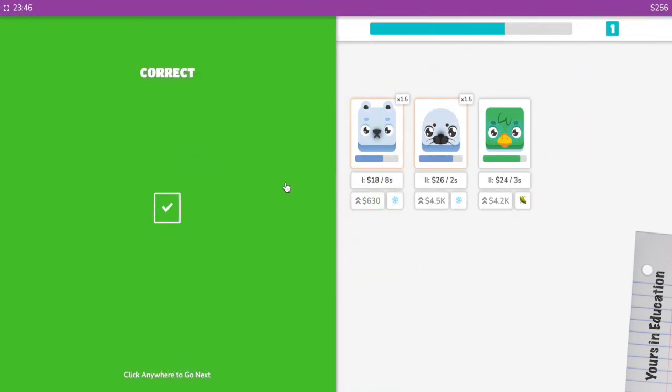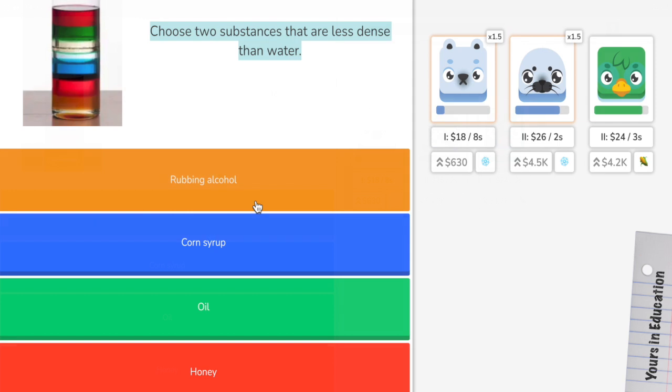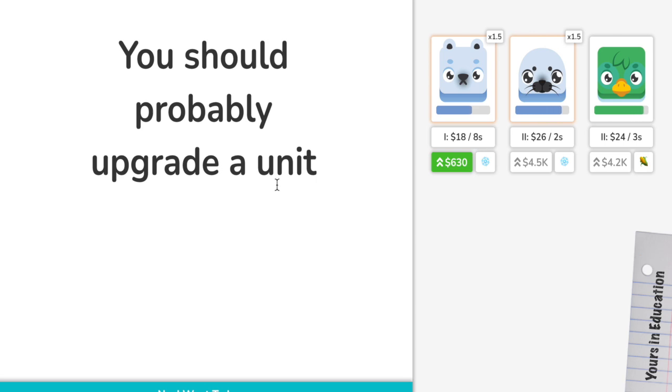Let me see. How much money? $200? What's that? Man, poor. Choose two substances that are less dense than water, which means that they will go to the top. Rubbing alcohol, yes. Corn syrup, yes? No, corn syrup sinks, so that's no. Oil, yes. Honey, no. So rubbing alcohol and oil, yes, for sure.